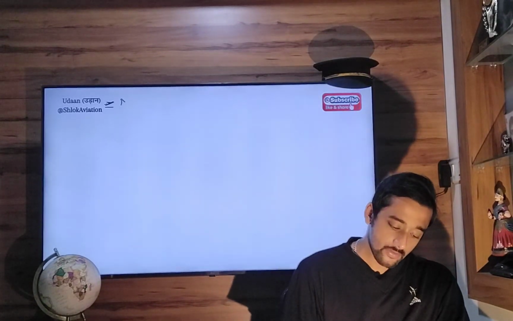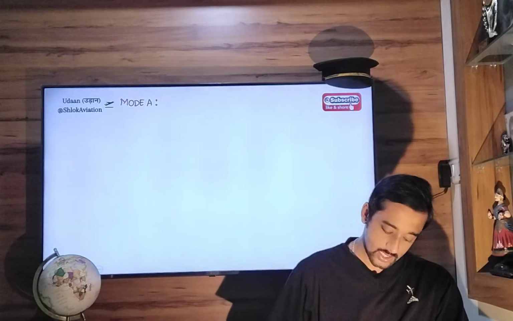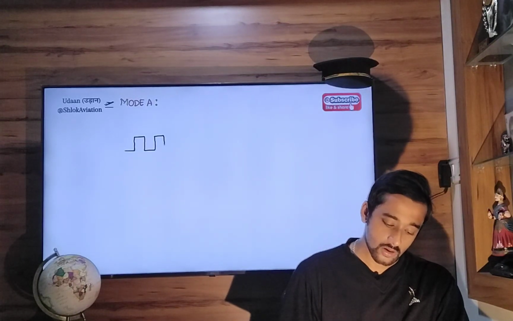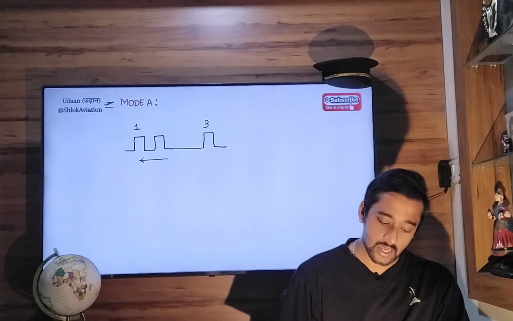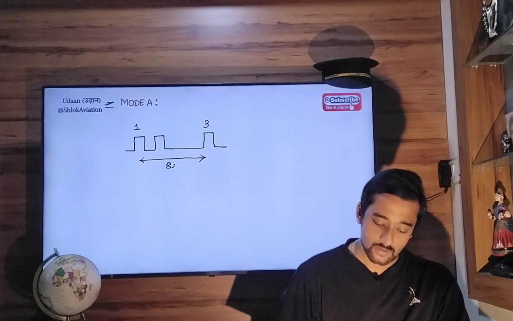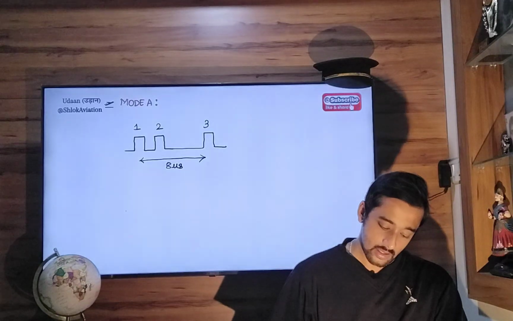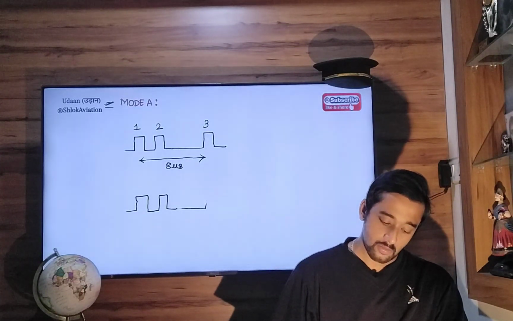So Mode A transmits three pulses, pulse 1, pulse 2, and then pulse 3. So pulse 1 and pulse 3 are separated by 8 microseconds. In case of Mode C, pulse 1, pulse 2, pulse 3.